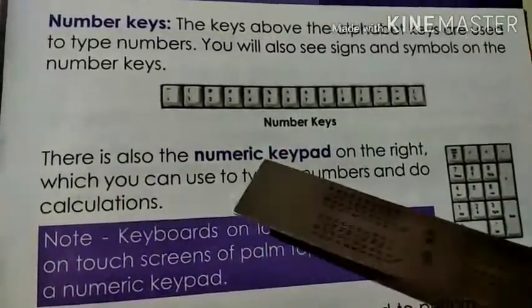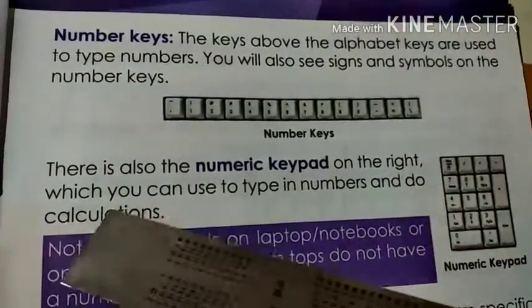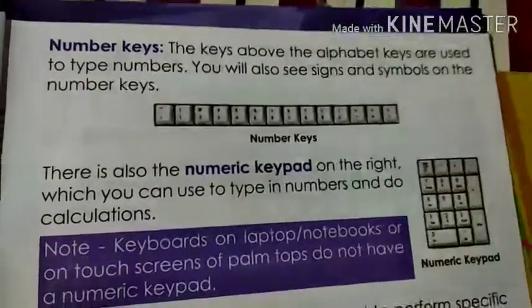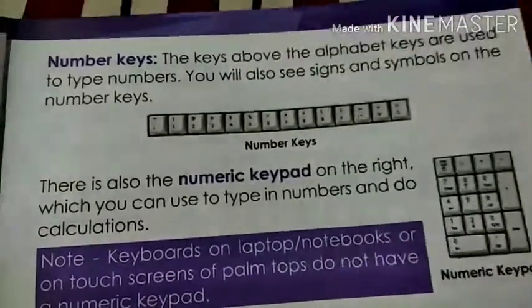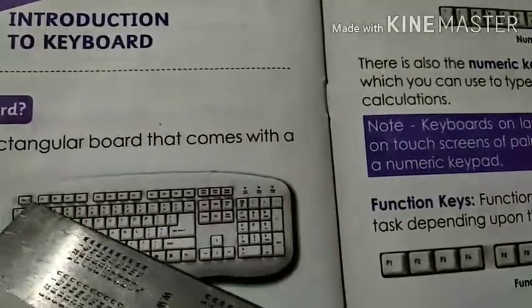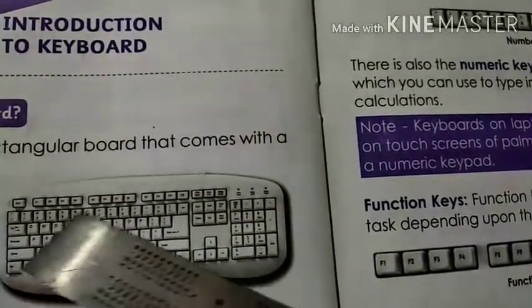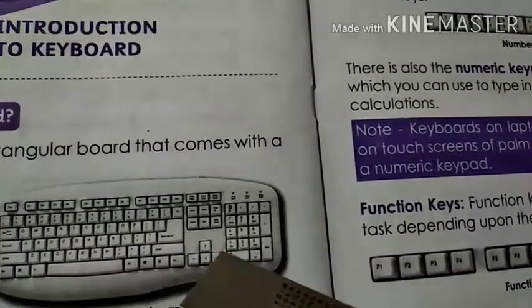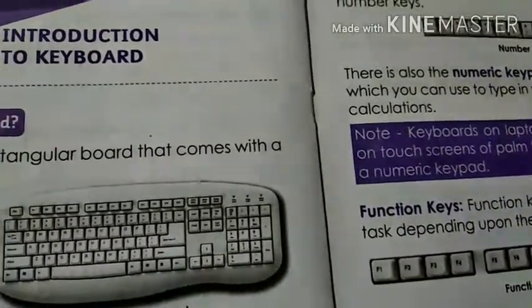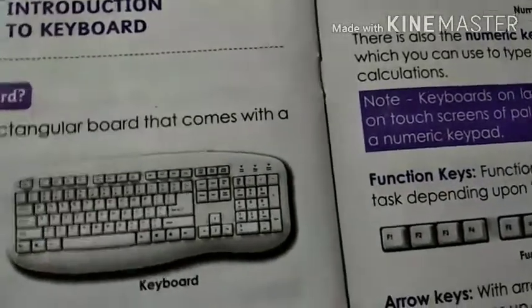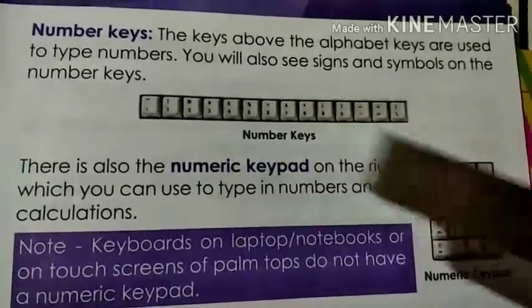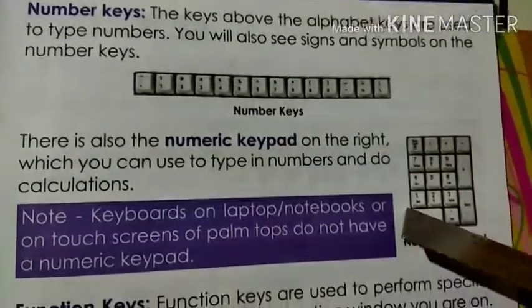There is also the numeric keypad on the right, which you can use to type in numbers and do calculations. So we have 2 sets of number keys on the keyboard. One you can see on the top row, the second row. Again we have them on the right-hand side in the corner. These are again number keys, which help you do calculations. So these two sets of number keys are available on the keyboard.